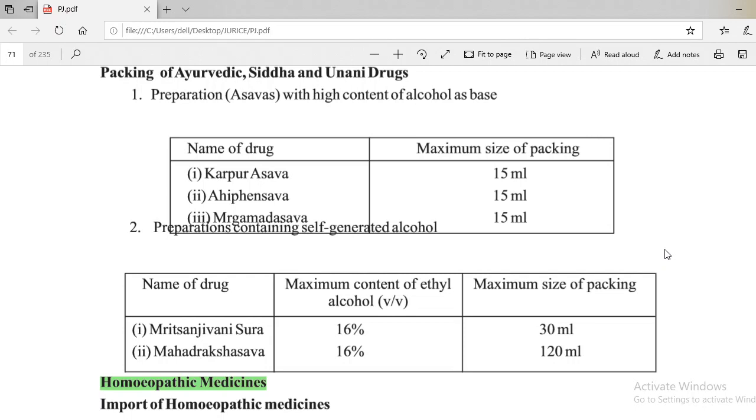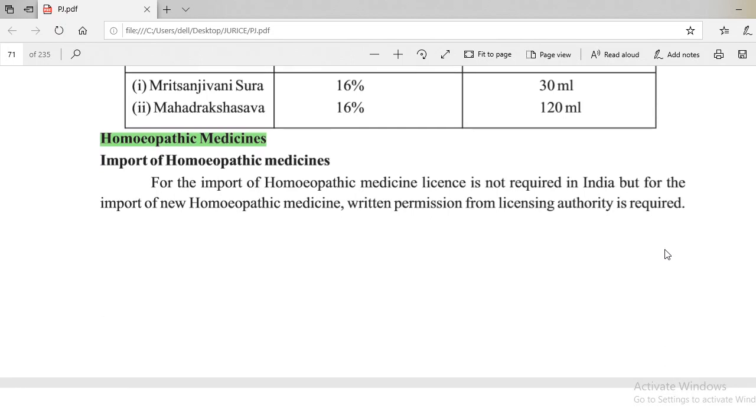So these are some of the maximum sizes they have mentioned in case of Ayurvedic packaging, but only in cases where the alcohol content is more in that particular formulation. So remember these things. Now we will see about the homeopathic medicine.